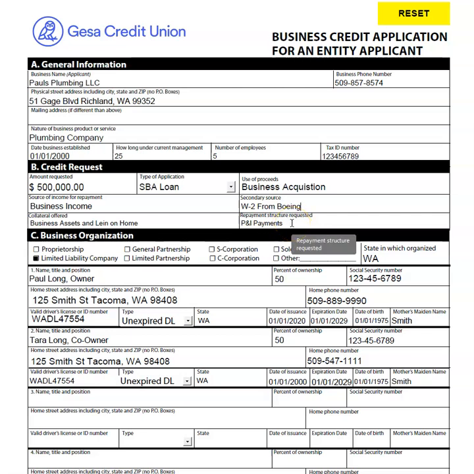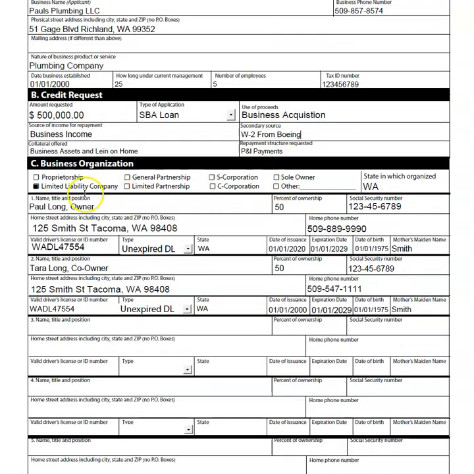Repayment structure, 99 times out of 100, it's P&I payments, which stands for principal and interest, and you can just put in principal and interest payments. Next is the business organization. In this case, we need to confirm that it's a limited liability company or whatever your structure is, and also important is which state you are organized.